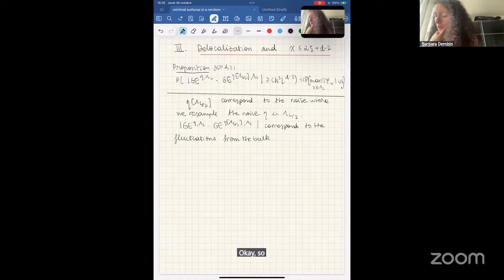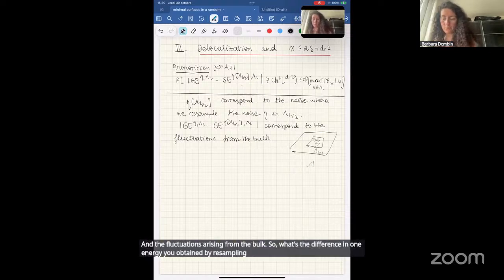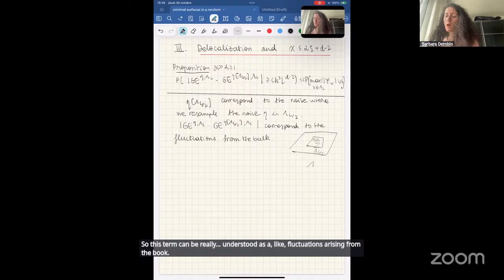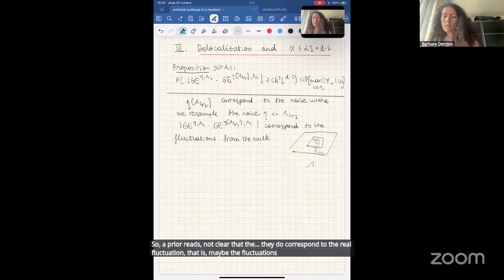Okay, so you have your lambda and you choose to resample here, lambda L over 2, you resample the noise. And you want to understand the fluctuations arising from the bulk. So what's the difference in ground energy you obtain by resampling the bulk? This term can be understood as fluctuations arising from the bulk. So a priori, it's not clear that they correspond to the real fluctuation. That is, maybe the fluctuations arising from the bulk are of smaller order than the real fluctuations.